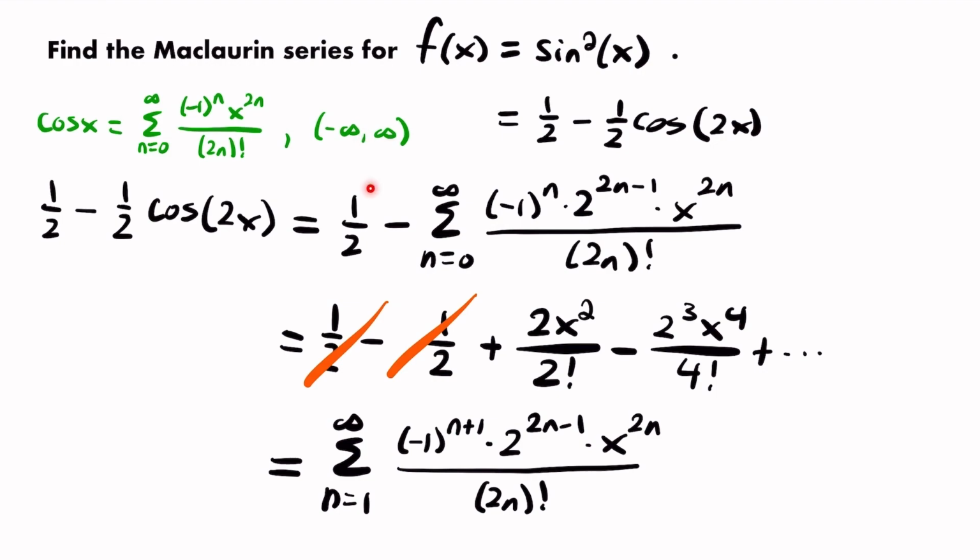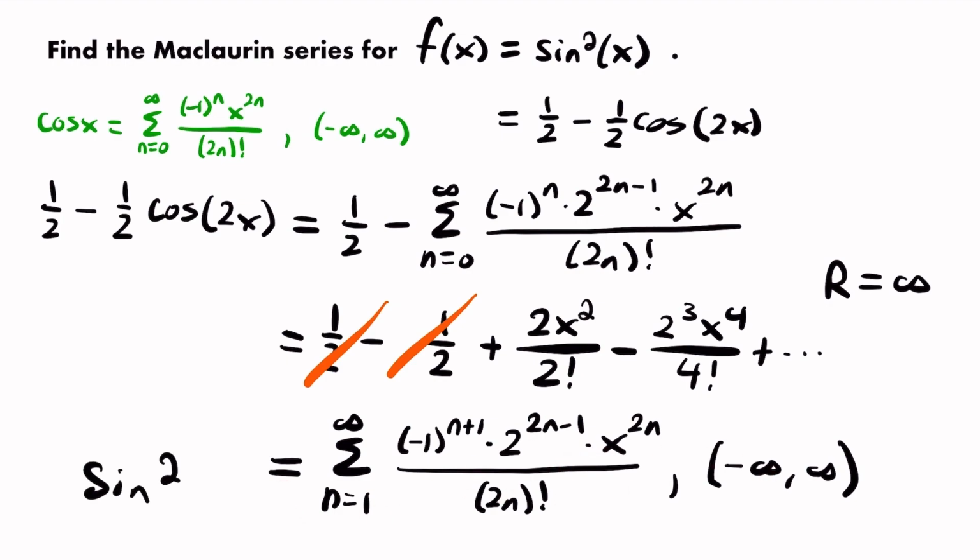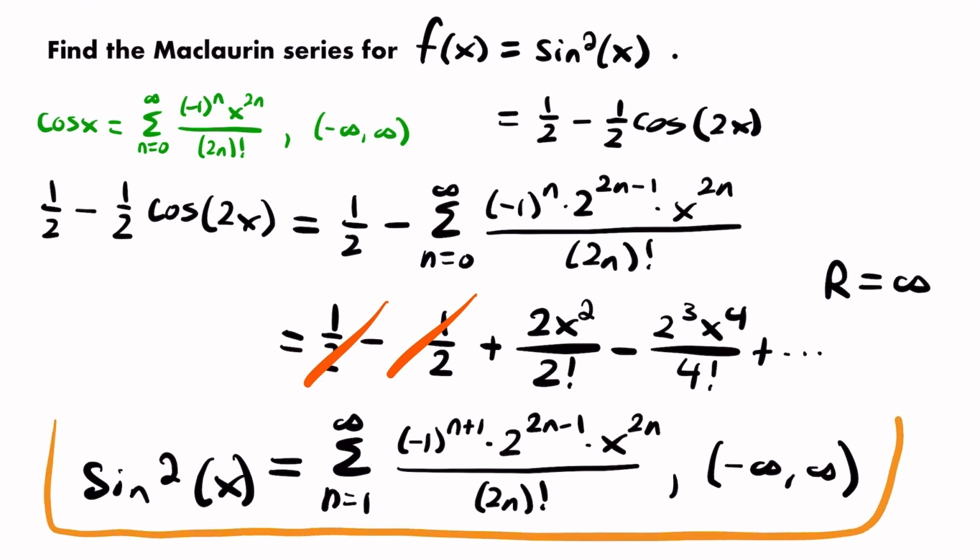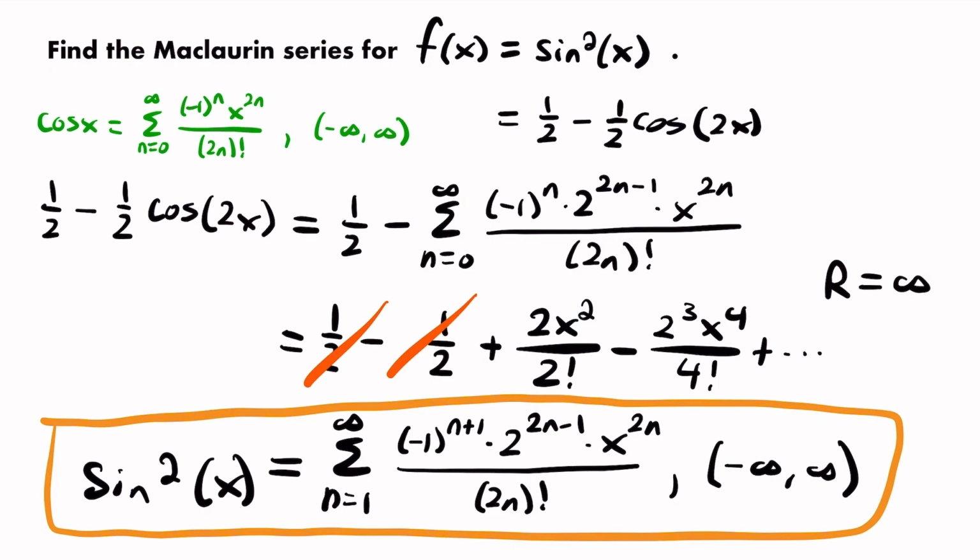All right, so we can add that on here. This series is convergent from negative infinity to infinity, which means that the radius of convergence is equal to infinity, and this series would be equal to sine squared x. Okay, and so this is the final answer to this problem. And if you wanted to, you can include the radius as well.